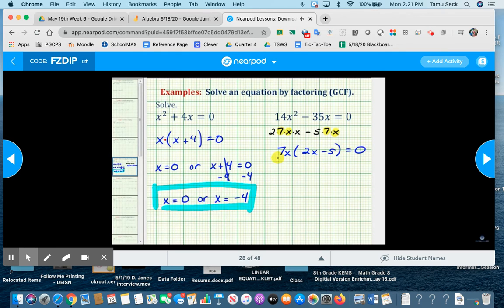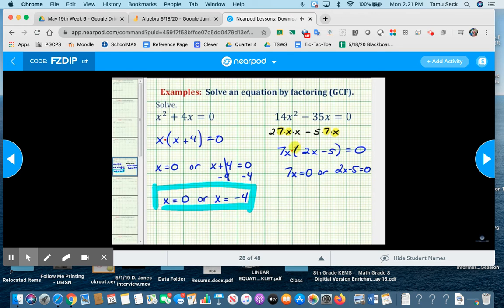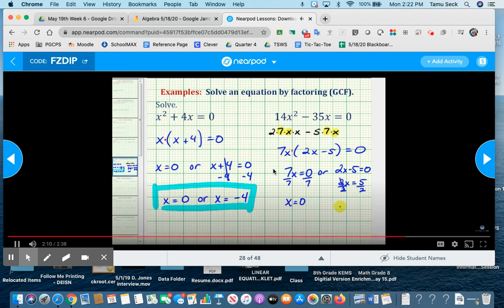equals 0. And now using the zero product property, we have 7x times the quantity 2x minus 5 equals 0. So either 7x equals 0 or 2x minus 5 is equal to 0. Here we could divide both sides by 7, but we're still going to have x equals 0. Over here we would add 5 to both sides. That would give us 2x equals 5, and divide both sides by 2. So we have x equals 5 halves. So our solutions are x equals 0 or x equals 5 halves.